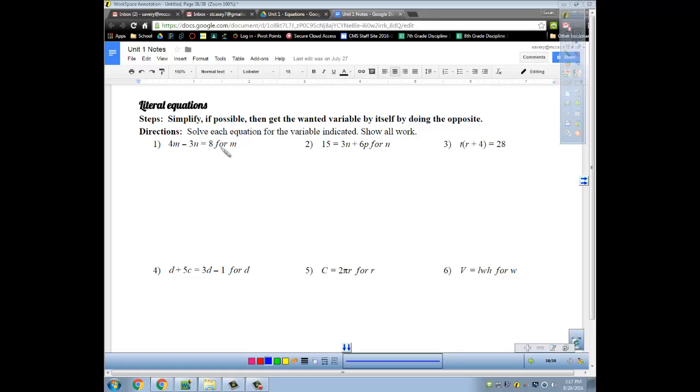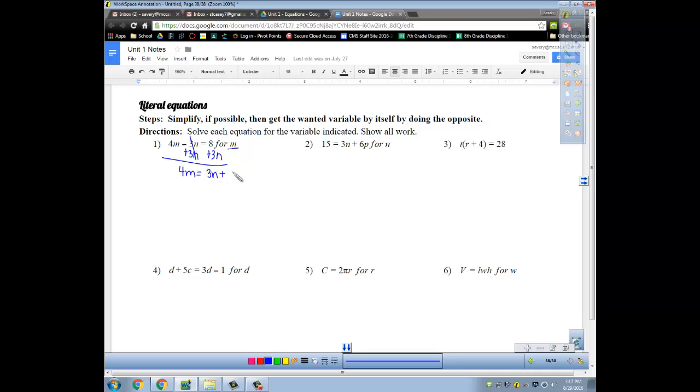So number one says 4m minus 3n equals 8, and I want to solve for m. So I want to get m by itself. Normally, if this were just a minus 3, I would add 3 to both sides. So I'm going to do the same thing, except I'm going to add 3n to both sides. So I get 4m equals, I can't say that 8 plus 3n is 11n, because those aren't like terms, so I'm going to write them separate.